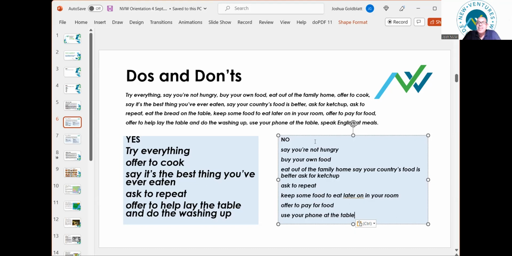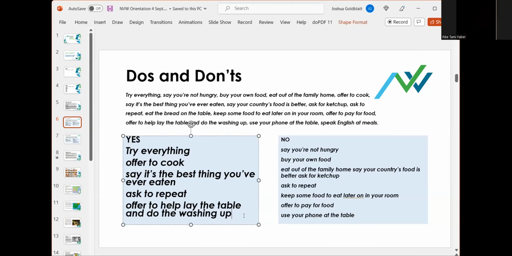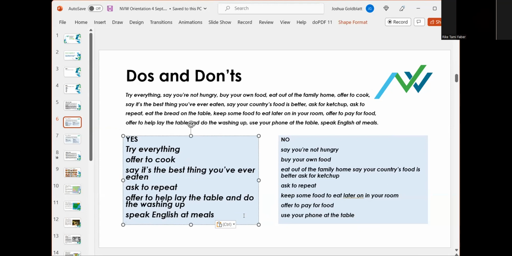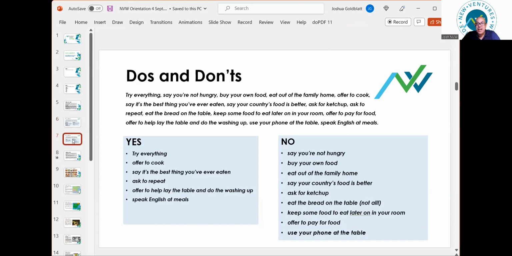All right. And then finally, speak English at meals. Speak English at meal times. Yes or no? Again, Enrique. Yes, because then you show them that you're practicing with the kids, for example. Absolutely. The parents will be so happy and so proud. So that's all the things. Absolutely. All those things.